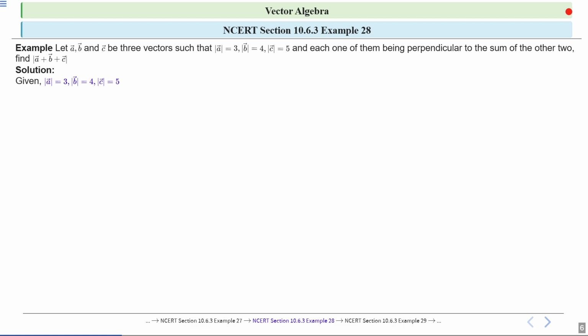Given that magnitude of A vector is equal to 3, magnitude of B vector is equal to 4, and magnitude of C vector is equal to 5.